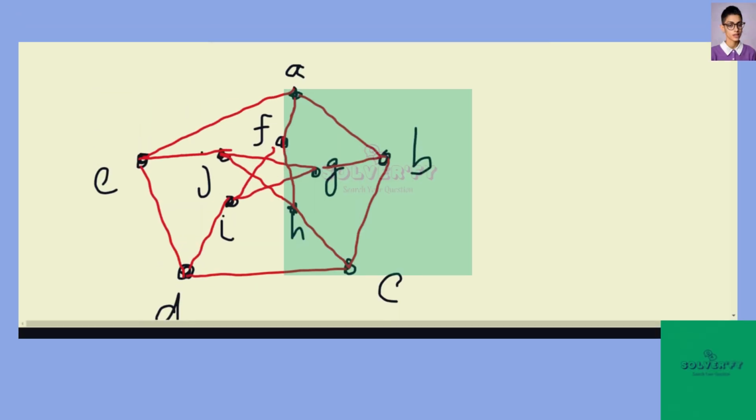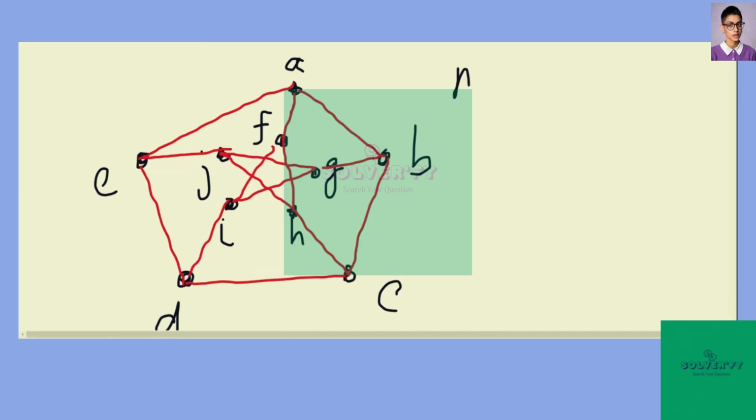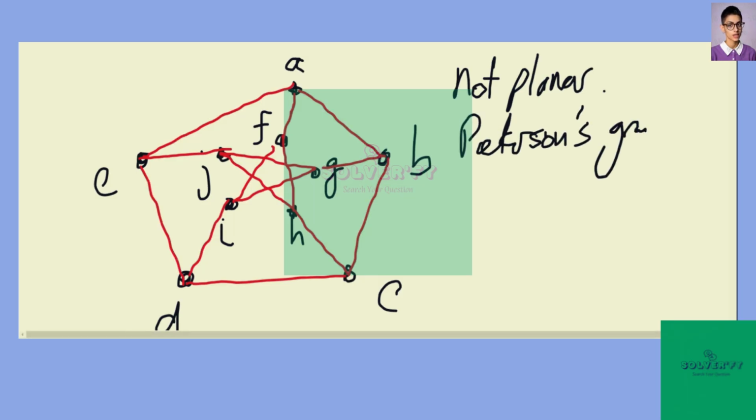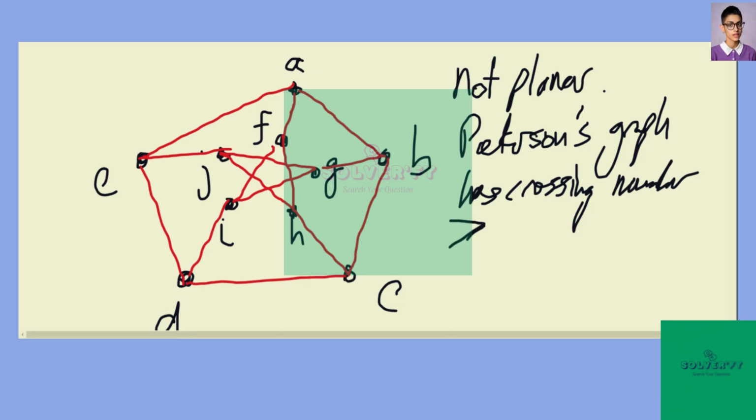We're asked to find the crossing number of the Petersen graph. Now, we have, by the last example in this section, that the Petersen graph is not planar. So it follows that the Petersen graph has a crossing number that must be greater than or equal to 1.